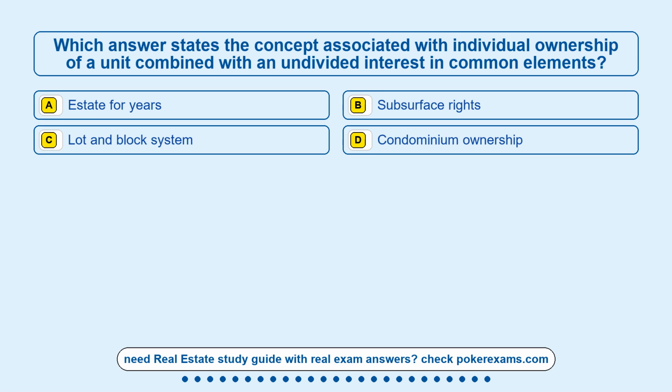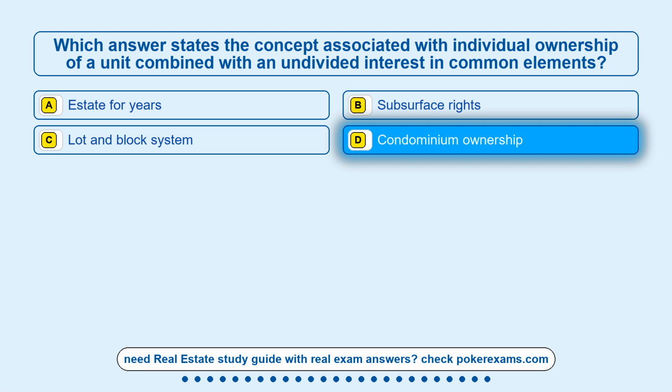Question 21. Which answer states the concept associated with individual ownership of a unit combined with an undivided interest in common elements? Option A, estate for years. Option B, subsurface rights. Option C, lot and block system. Option D, condominium ownership. The correct answer is option D, condominium ownership.